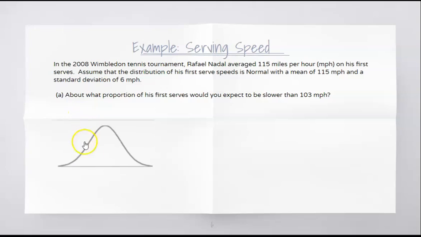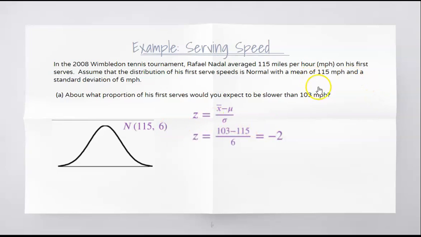All right, so first thing I want to do is draw my curve and label it. Label it N for normal, 115 is my mean, 6 is my standard deviation. Now, I need to convert this 103 value to the appropriate z-score. So that's the observation right here that I want. So I'm going to take 103, subtract the mean, and divide by the standard deviation of 6. When I do that, I get a z-score of -2. So then I need to draw that on my curve. It's definitely to the left of the mean, so there's z of -2.